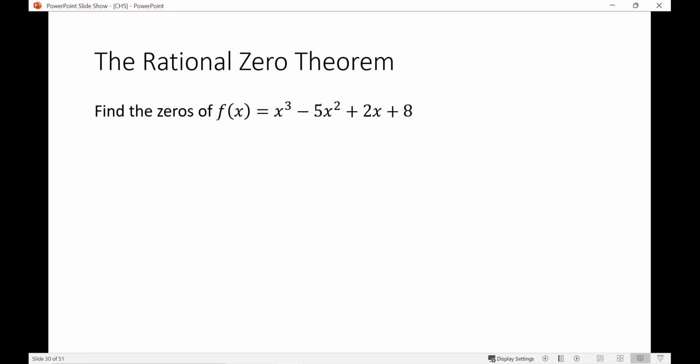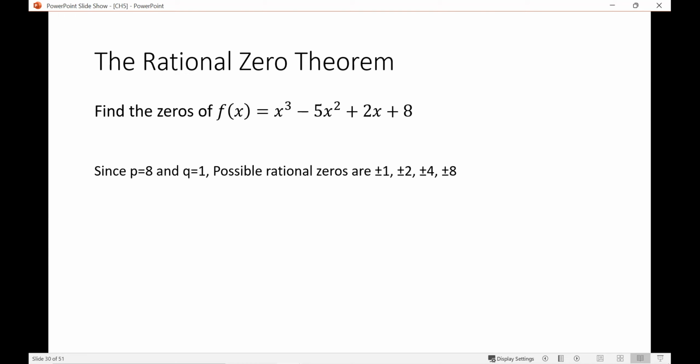So we'll start with this first example where we want to find the zeros of our function f of x is x to the third minus 5x squared plus 2x plus 8. First, you might look at this and say, oh, factor this by grouping. But when you think about it, I don't think you can factor it by grouping. It's not going to work. So let's use our rational zero theorem to see what the possible rational zeros are. And if we find one, we can just divide it out and then look at the remainder, which will be a quadratic.